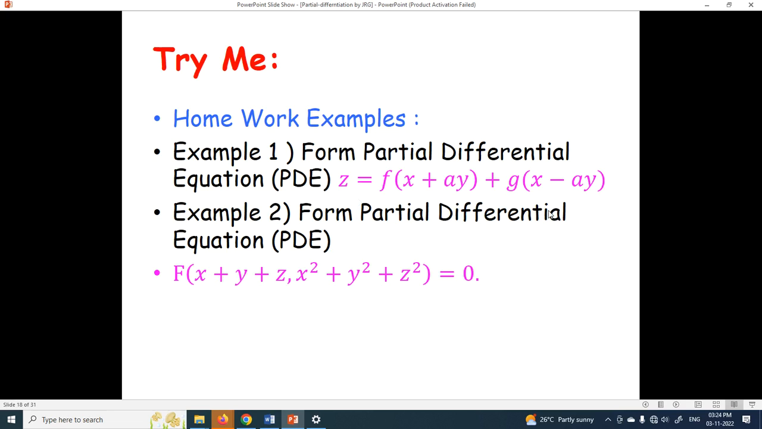So these are some simple examples. I have given it as homework, very, very important. Please consider this example for your final exam also.